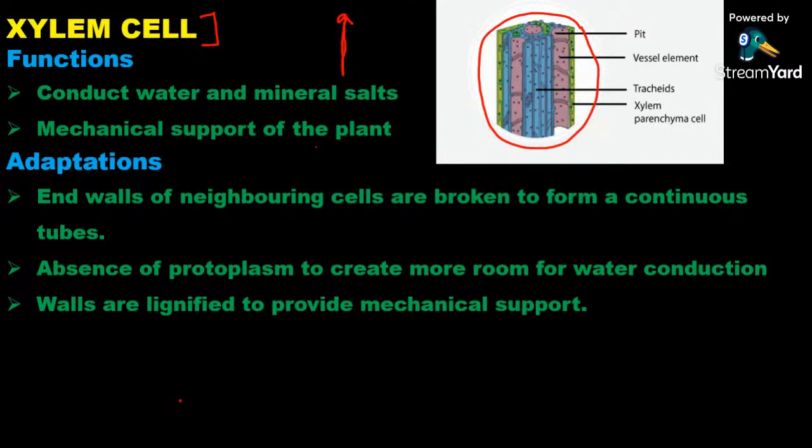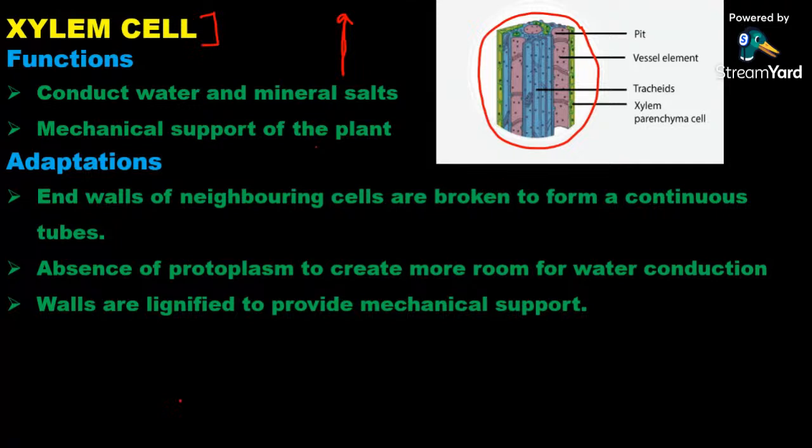That is very important. Then, aside from moving water, it also provides mechanical support to the plant. Its other function is mechanical or structural support to the plants. These xylems are made from dead cells.